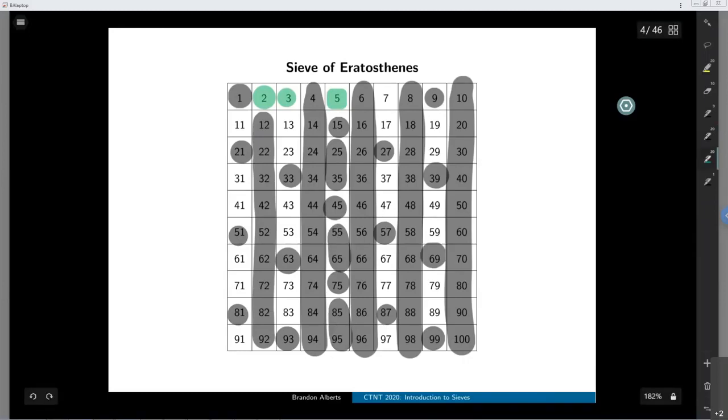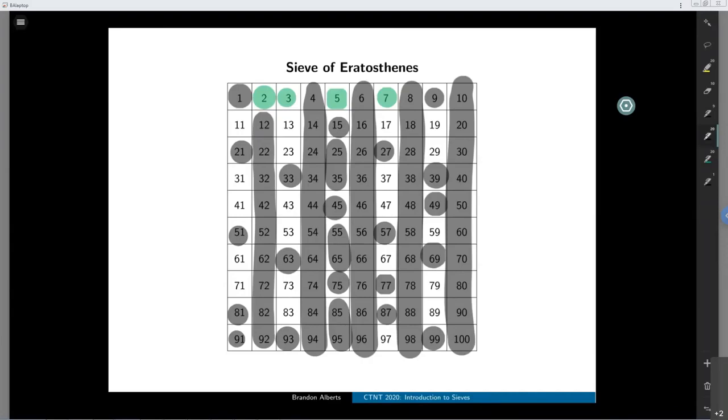The next smallest number is 7. Now we need to get rid of all the things divisible by 7. Most of them are already gone. I think the only ones that aren't are 49, 77, and 91. So those are all the composite numbers divisible by 7.